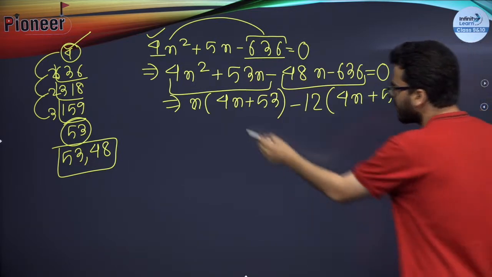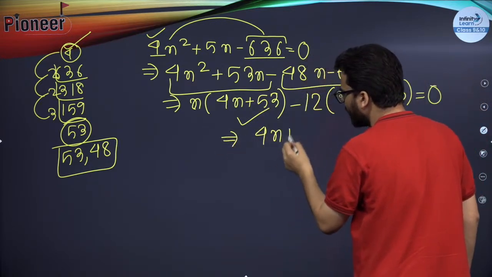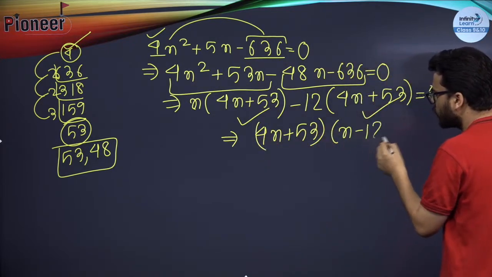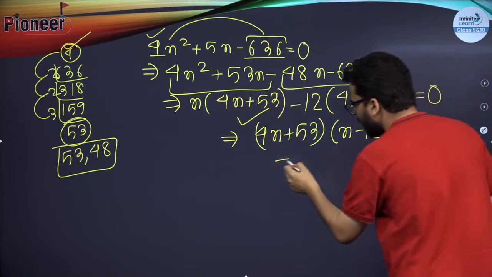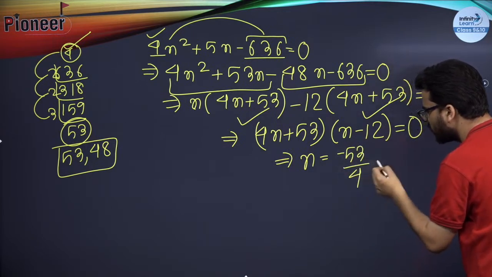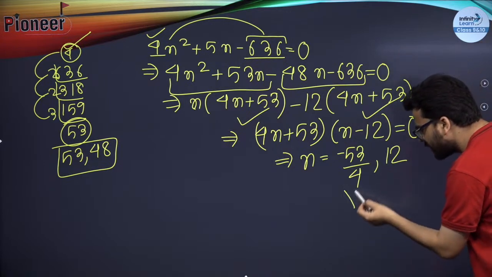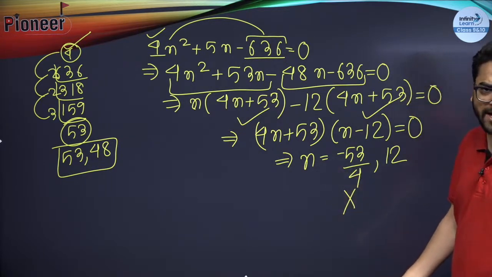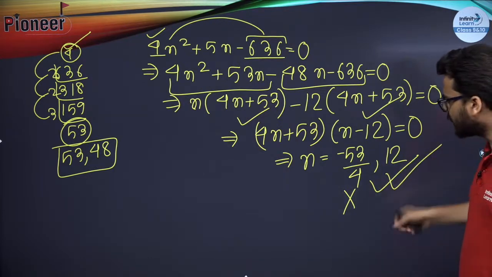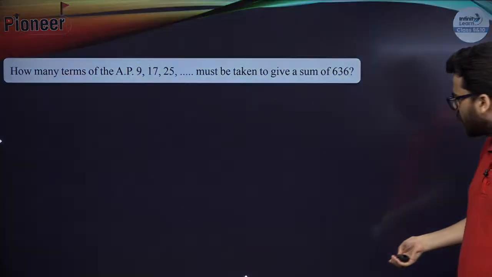So again, two factors are possible which can be taken as common. So 4n plus 53 can be taken as common, and you'll be left with n minus 12 inside the bracket. So two possible values of n over here: minus 53 by 4, or you can say 12. Now you see, number of terms cannot be negative, and cannot be fractional as well, so you'll neglect this value. Therefore, the number of terms which must be taken so that the sum of the first n terms of this AP is 636 will be equal to 12.